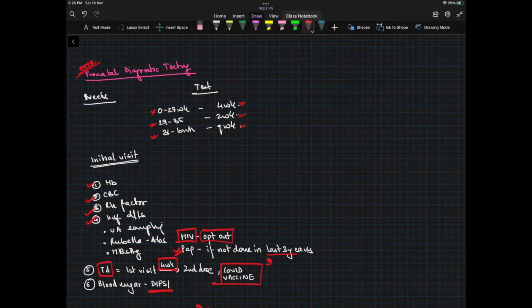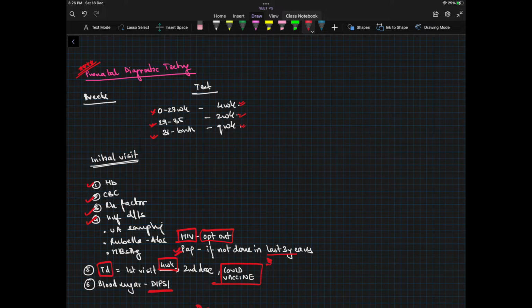Right. So between 0 to 28 weeks it is done every 4 weeks, 29 to 35 weeks every 2 weeks, and after 36 weeks it is done weekly. Right. In the initial visit, what all will we do? Hemoglobin, CBC, Rh factor, infectious disease screening, that is rubella antibodies, HBsAg, HCV. HIV screening can be done, which is an opt-out screening. That is, if a female does not want to be screened for HIV, she can opt out of it.